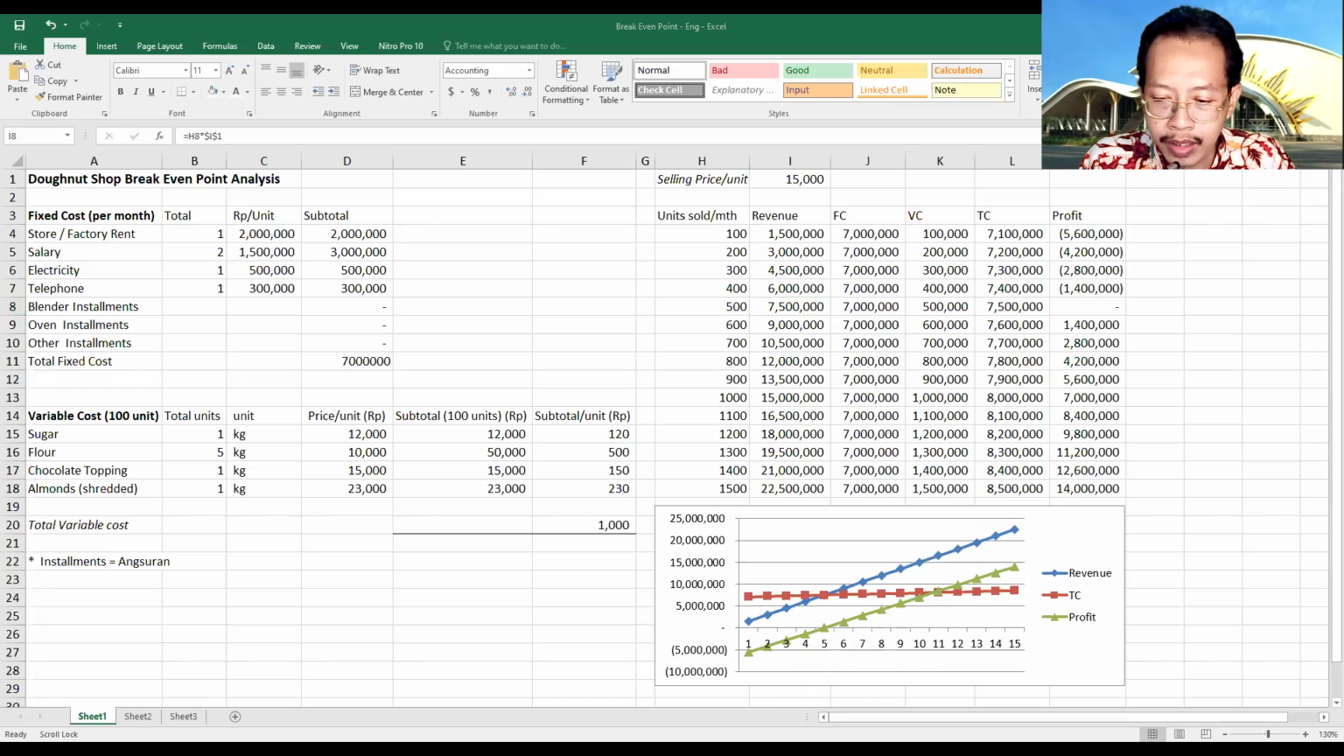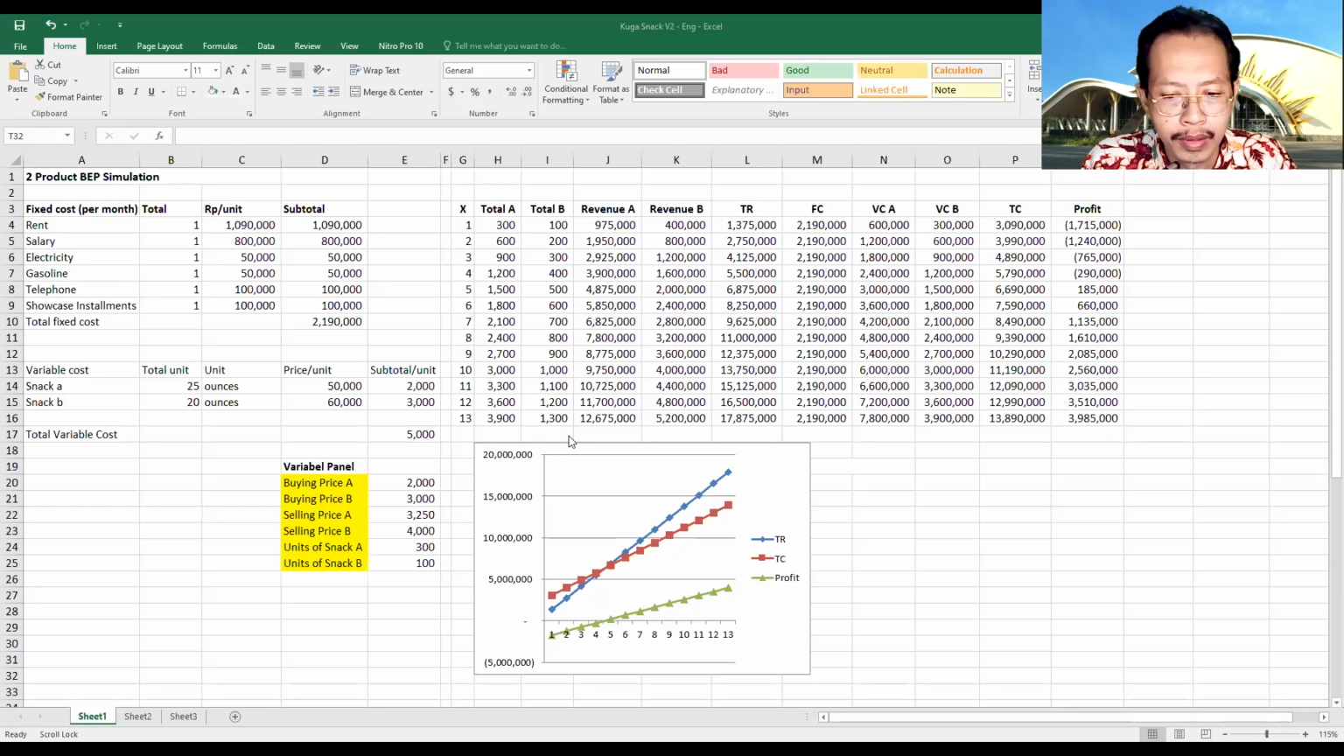Now I'll give you another example. The example this time would be for a company that has more than one type of product. Here, this is a 2-product PEP simulation. You have a shop that sells 2 types of snacks, snack A and snack B. You have the fixed cost here, 2,190,000. Okay, and then you have 2 types of snacks.